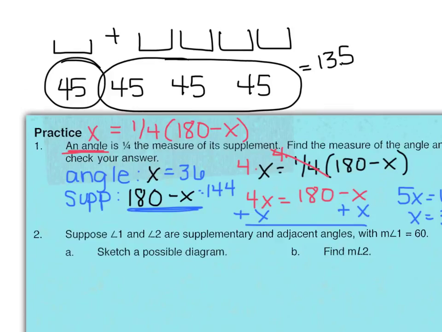Because you only broke it into 4 pieces to begin with, and one of those pieces had to be your original angle. So that's why you need 5, because one piece is for your original angle, and then the other 4 make it 4 times as big.